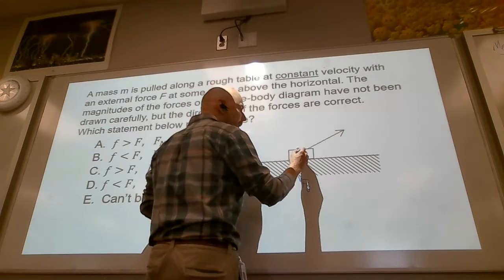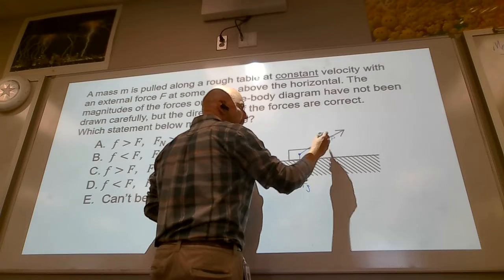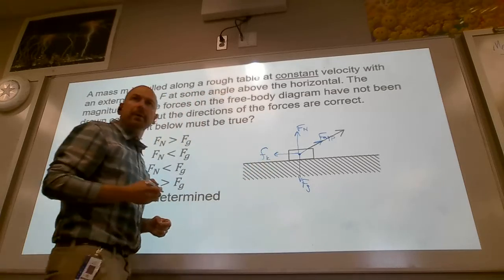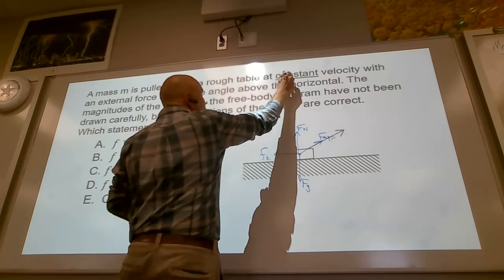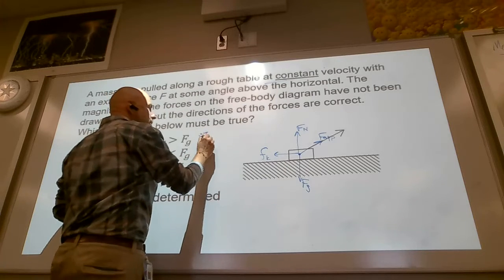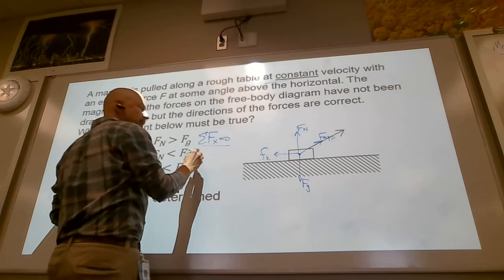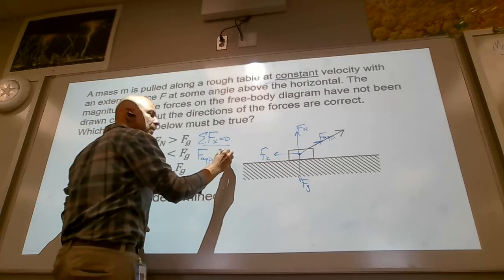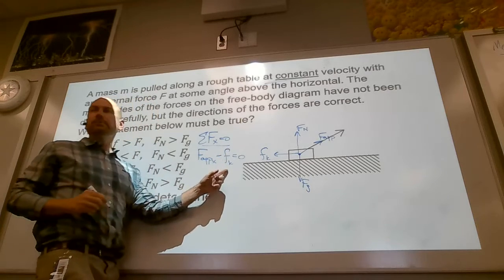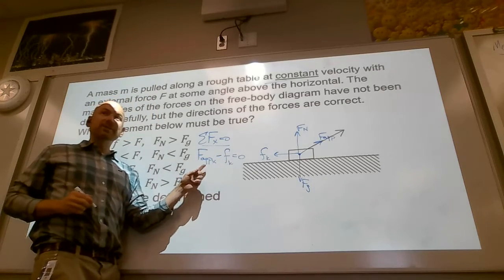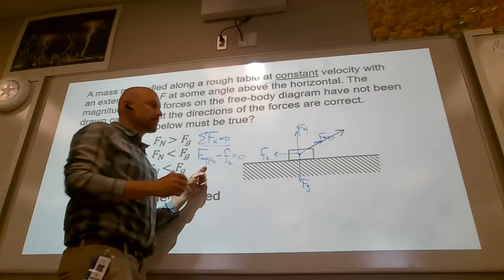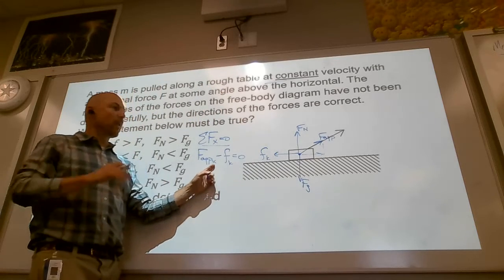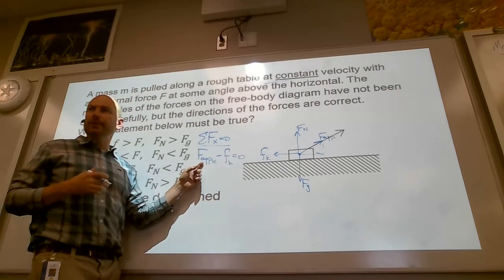Okay, so free body diagram. Call that applied force, and kinetic friction. The fact that we're moving at a constant velocity says the sum of the forces in the x direction are equal to 0. So you have applied force in the x direction. So the x component minus friction is equal to 0. So friction is equal to just the x component, just this part. So which is bigger, the whole applied force or friction?